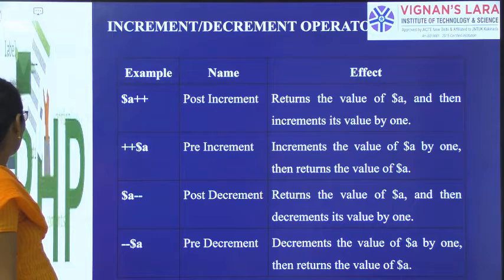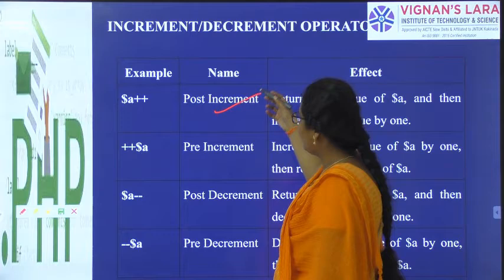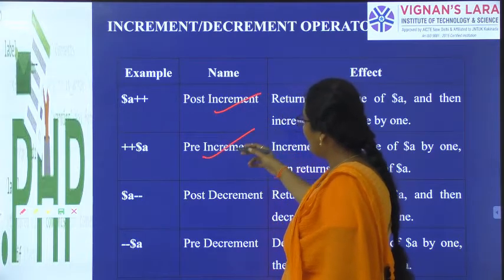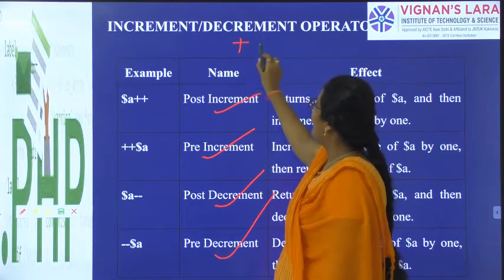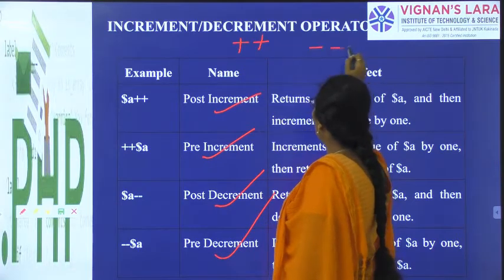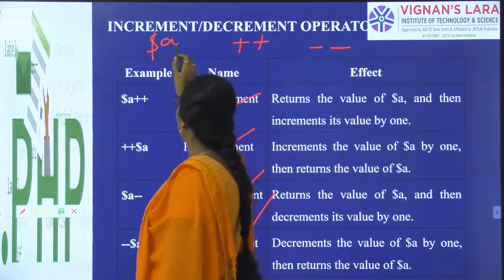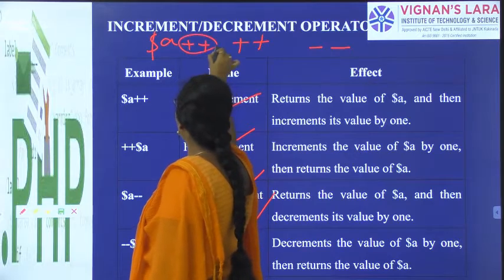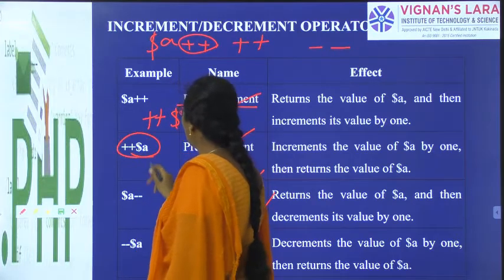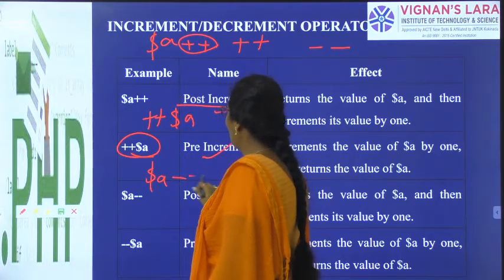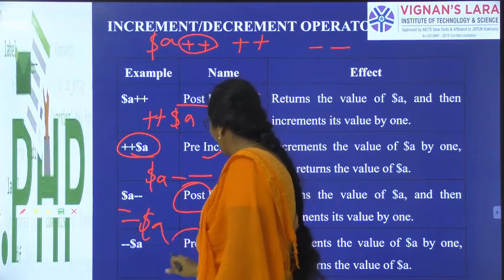Next one, incremental and decremental. So post increment, pre-increment, post decrement, pre-decrement. Plus plus is an increment operator, minus minus is a decrement operator. If $A is the variable, when the increment comes after $A it is post increment, and when it comes before the variable it is pre-increment. After the variable if you get decrement it is post decrement, before the variable it is pre-decrement.